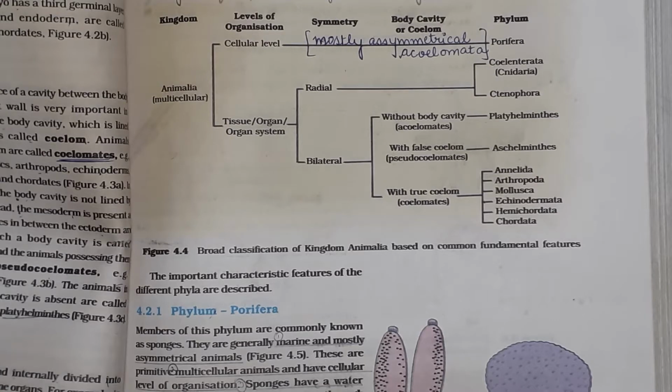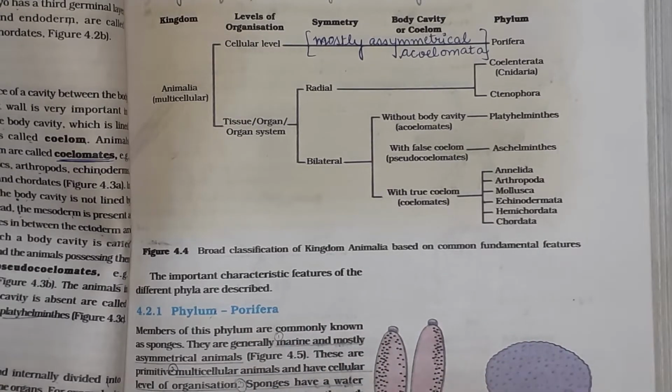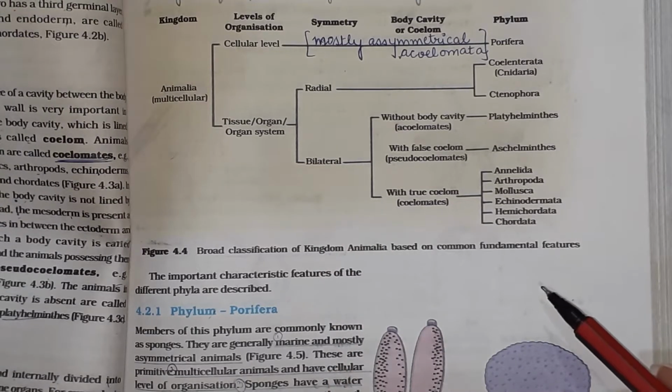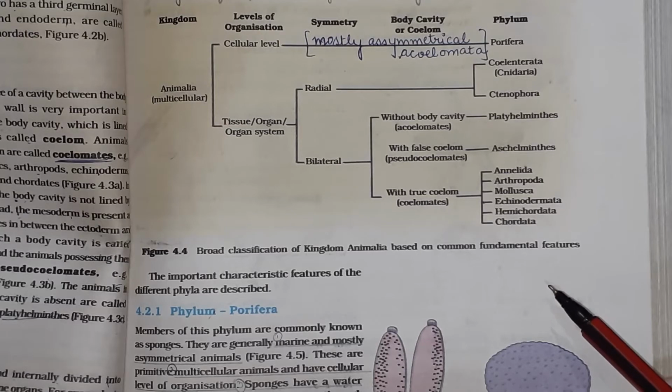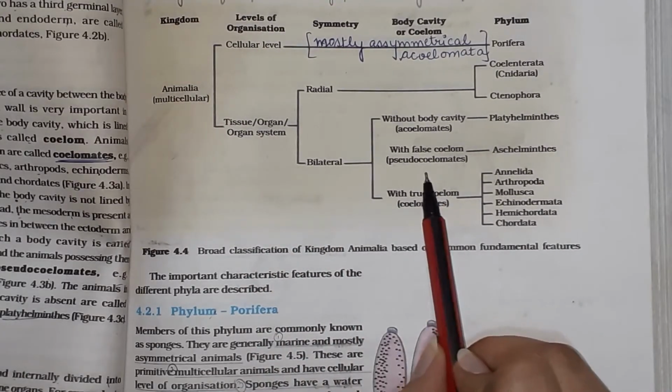So our today's topic of discussion would be various phyla that come under the kingdom Animalia. Before starting this topic, we will first discuss the broad classification of kingdom Animalia based on the common fundamental features. In the last lecture, I have already taught you the basis of classification, which include the levels of organization, the symmetry, body cavity or the coelom.